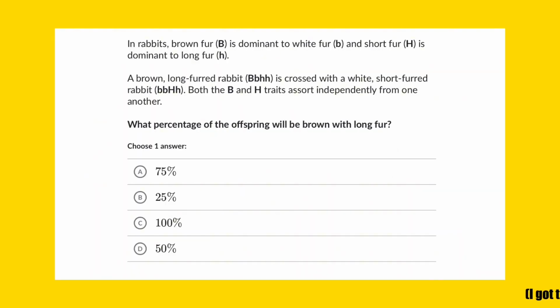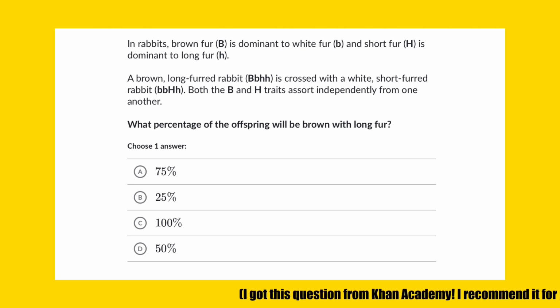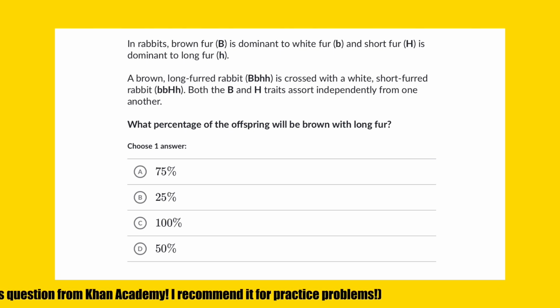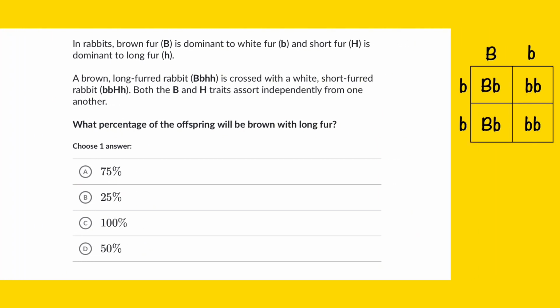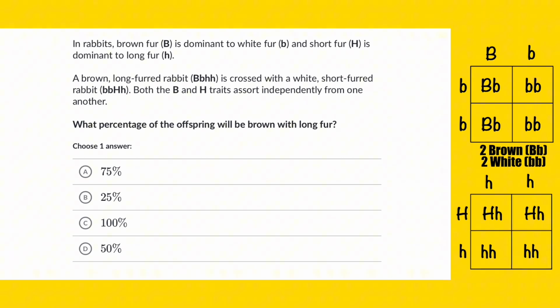So we can look at an example. You can pause the video now if you want to try to do it by yourself, but I'm going to go ahead and explain. Okay, so the first thing you would do is do the crosses. You would do capital B, lowercase b with lowercase b and lowercase b. So you do that cross, and from that cross, you would get 2 brown fur and 2 white fur. And then for the second cross, which is with lowercase h, and capital H, lowercase h, you would get 2 short fur and 2 long fur.